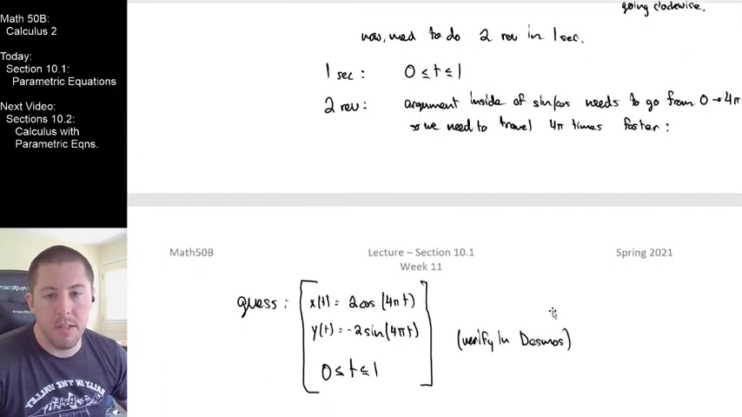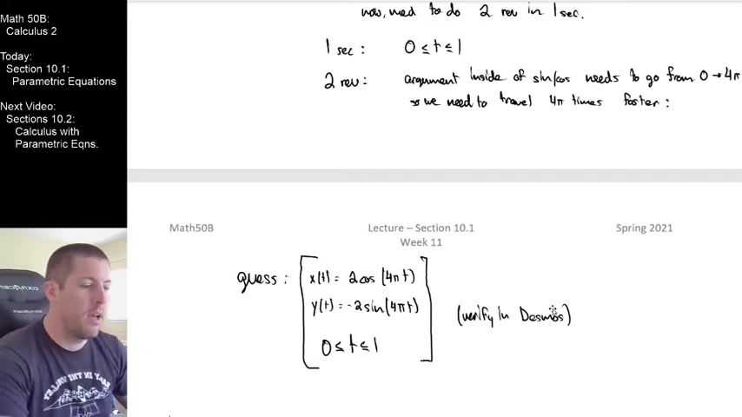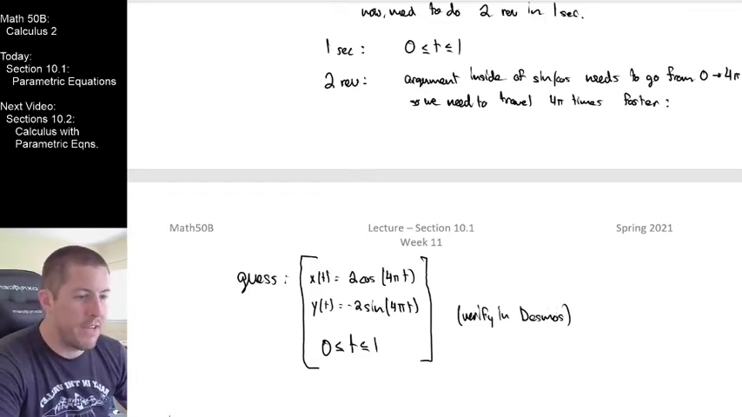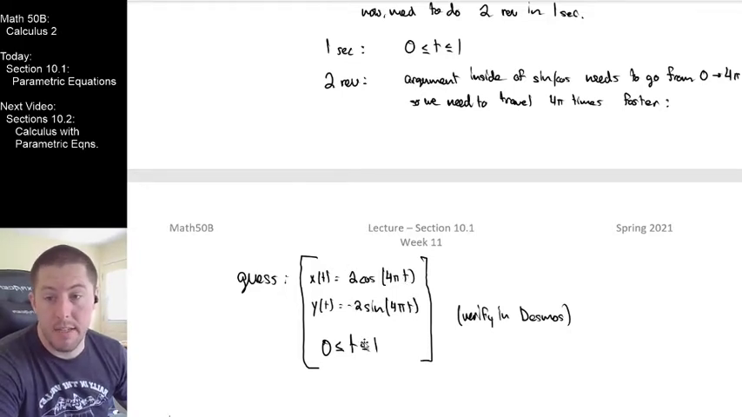All right, so let's go ahead and check this out in Desmos and feel good about ourselves here. So 2 cosine of 4 pi t, negative 2 sine of 4 pi t. Importantly in Desmos, we're going to only give it that time interval from 0 to 1. And we want to see if in fact we do 2 laps in that amount of time.